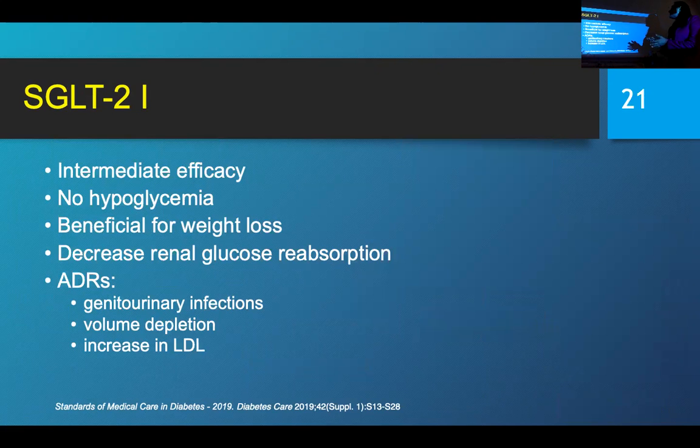So, a quick refresher about the SGLT2 inhibitors. They have intermediate efficacy per the ADA guidelines. They don't cause hypoglycemia. They're very beneficial for weight loss. Their mechanism of action is decreasing renal glucose reabsorption. However, they cause genitourinary infections, such as mycotic infections. They result in frequent urination, so volume depletion is an adverse effect. And they also result in increased low density lipoprotein, which will prompt us to monitor patients on SGLT2 inhibitors for their lipoproteins.